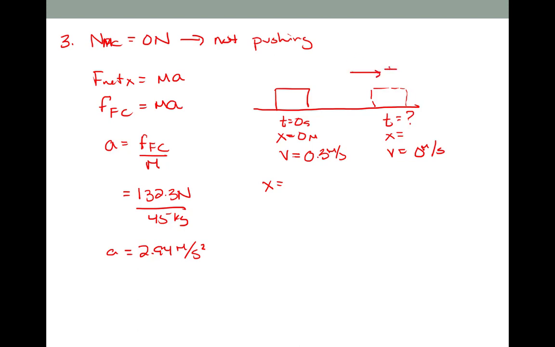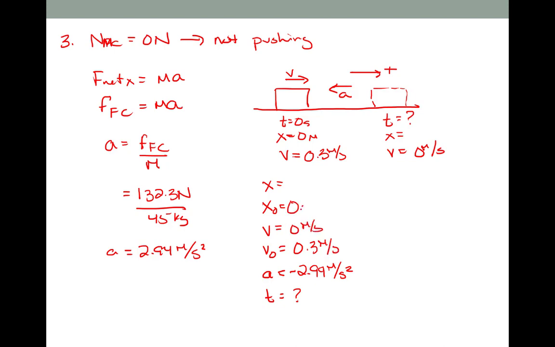I'm going to let positive be to the right. My initial velocity is to the right. My acceleration is to the left. Time is what I want to know. In my coordinate system, my acceleration is a negative 2.94 meters per second squared. My initial velocity is 0.3 meters per second. My final velocity is 0. Initial position is 0, and I don't know where it ended up, how far it traveled.